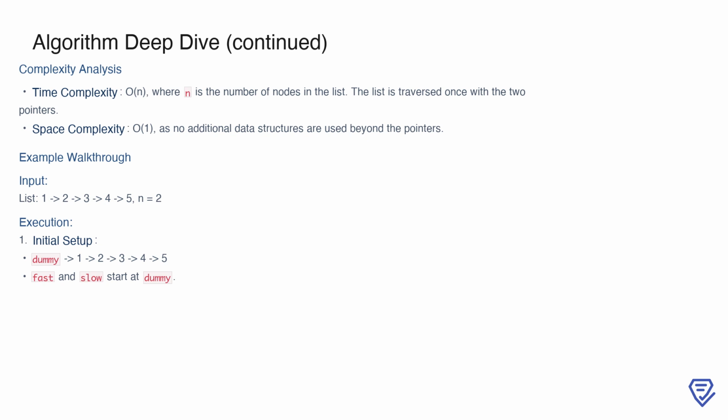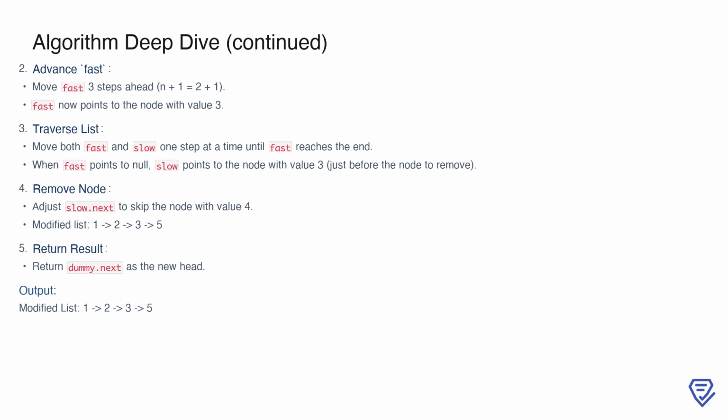remains robust. Next, we advance the fast pointer 3 steps ahead, which is n+1, positioning it at the node with value 3. This establishes a gap of 2 nodes between the fast and slow pointers. From here, both pointers move one step at a time through the list. When the fast pointer reaches the end of the list, pointing to null, the slow pointer will be positioned just before the node to remove, which in this case is the node with value 4.